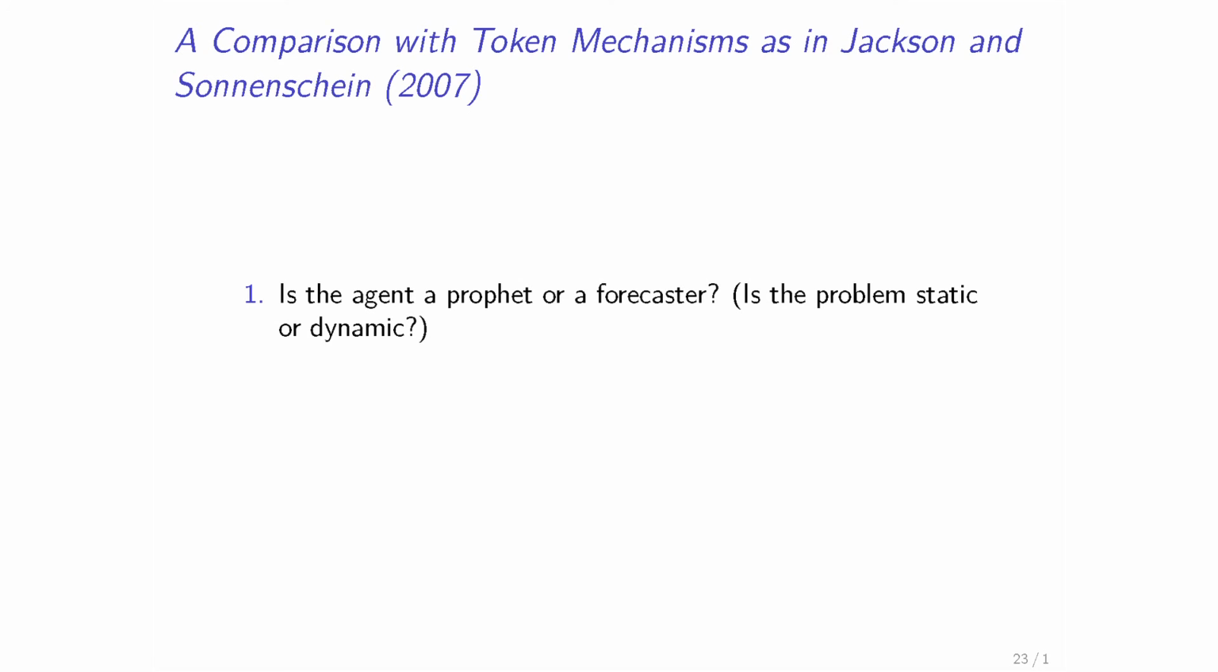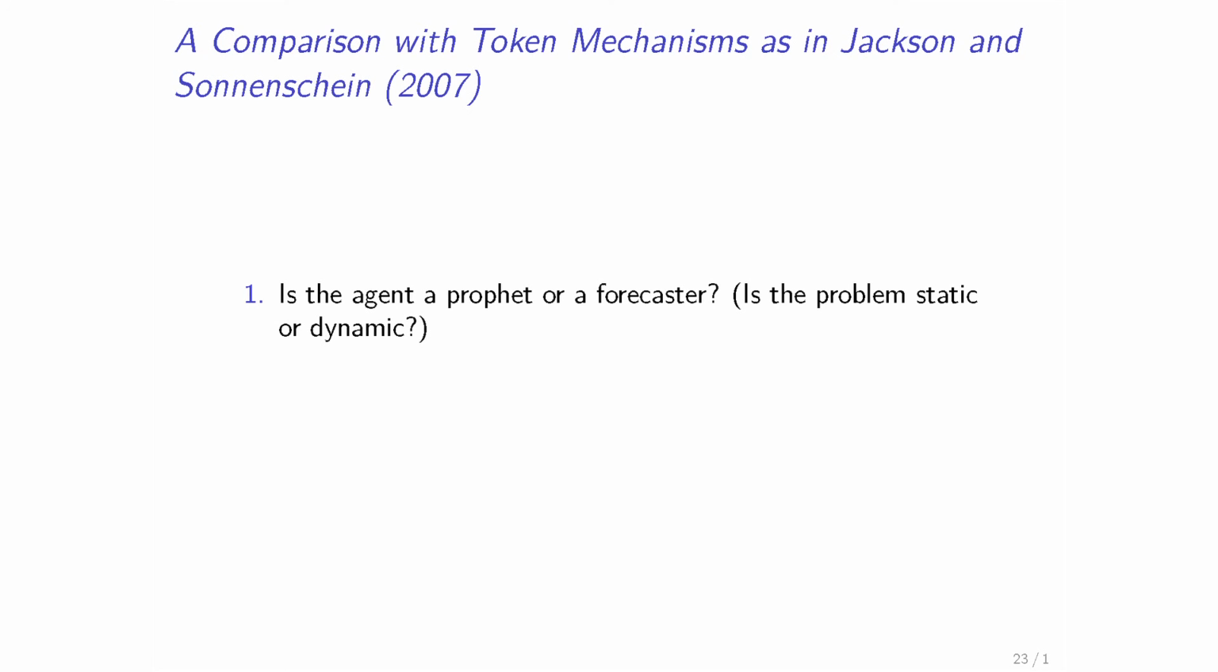people will ask about this question, why not use a token mechanism in this simple environment? It's a very intuitive and very natural way to discipline the agent. So we want to see the performance of the token mechanism versus the performance of our mechanism. But if we want to make this comparison, we have to distinguish two different models.